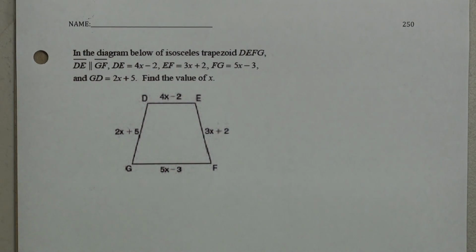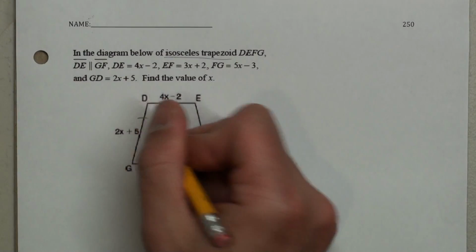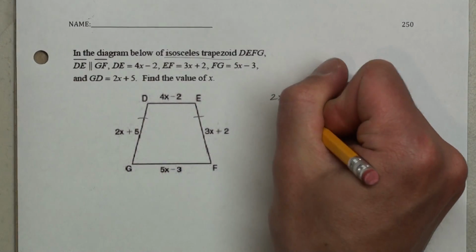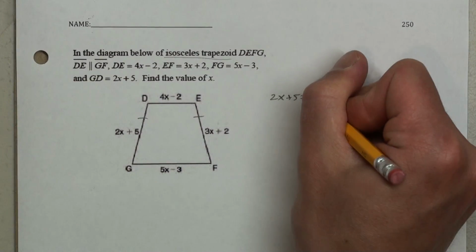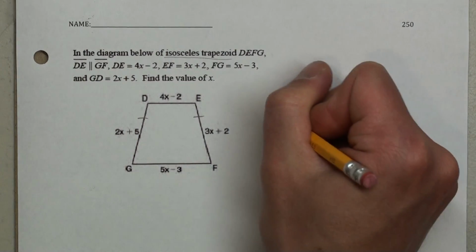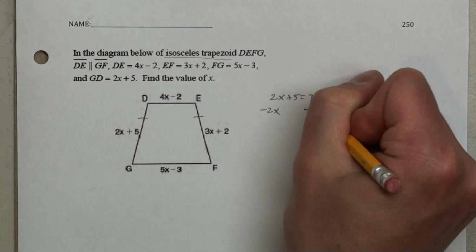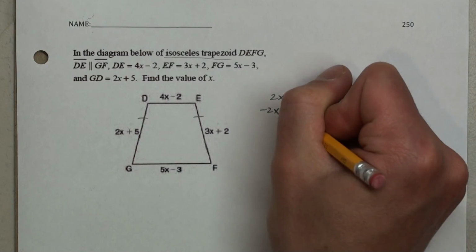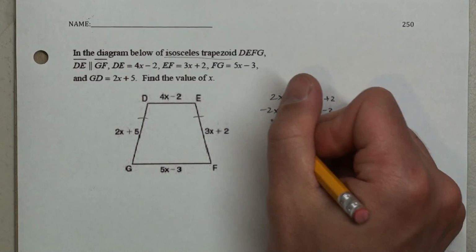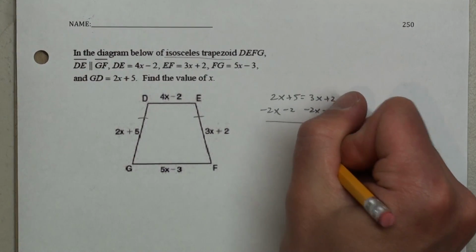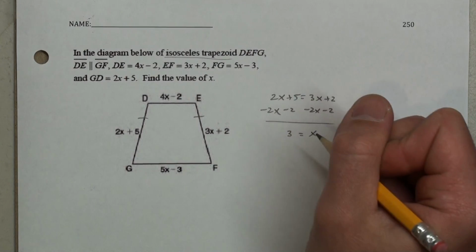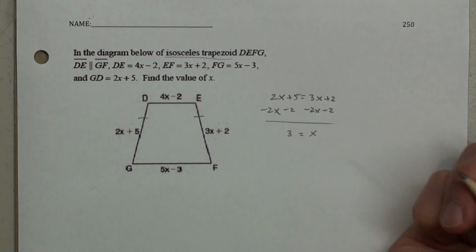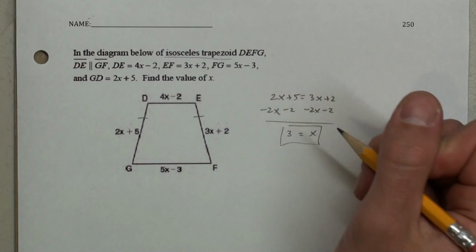Let's see. This is an isosceles trapezoid, so these two sides are congruent. So 2x plus 5 equals 3x plus 2. Subtract 2x and subtract 2. So I get x equals 3. That's it.